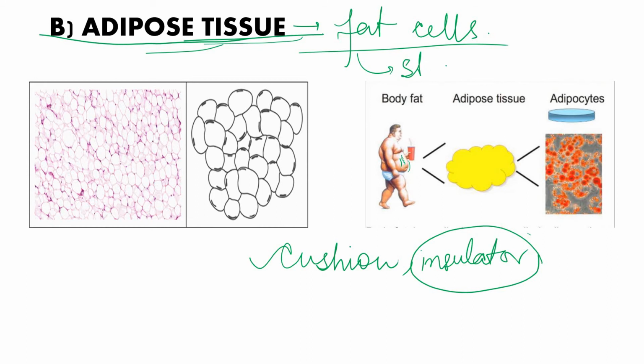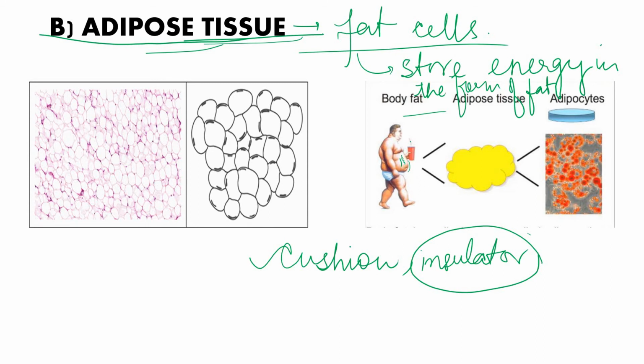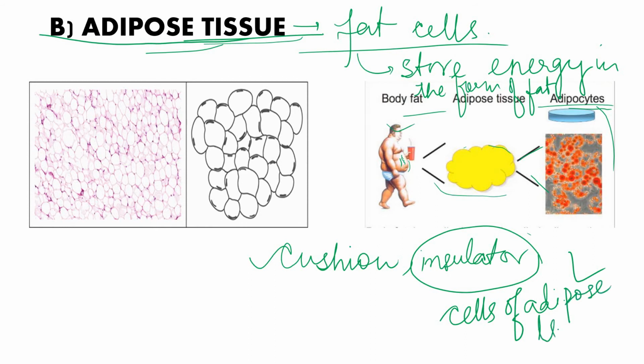These fat cells store energy. They help to store energy in the form of fat. You can see body fat. When you take out the fats from this person, it looks like this, and these are adipocytes. The cells of adipose tissue are called adipocytes. You can see this bubble-shaped structure of the adipose tissue. All right, let's move ahead.